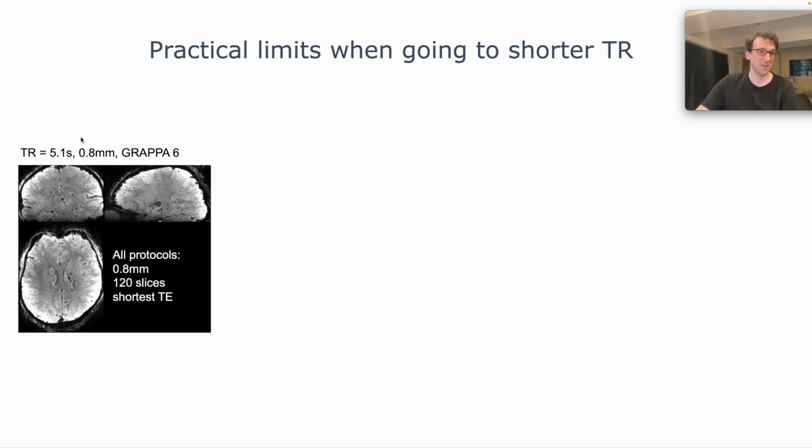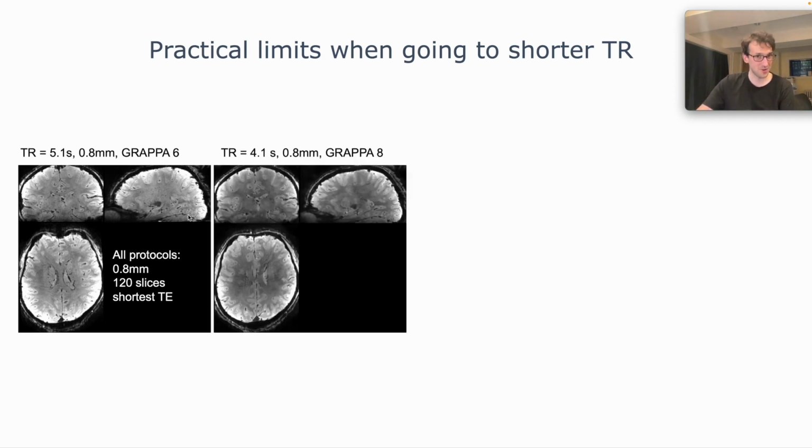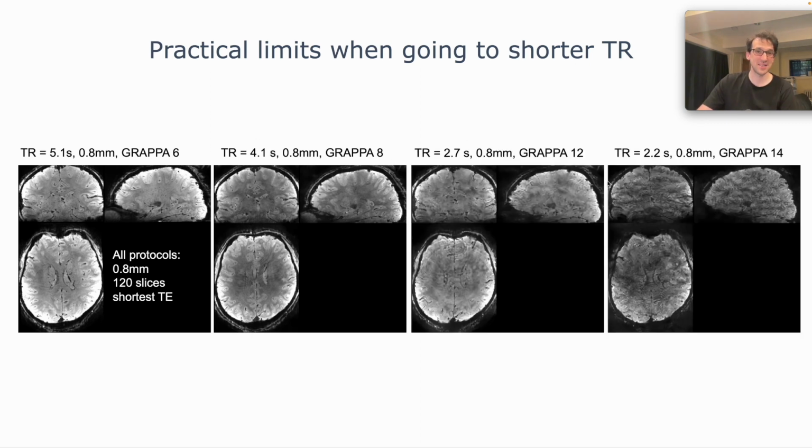So if 5-second volume TR is just too slow for you, you can go to 4 seconds with more kappa, and you can go to 3 seconds or 2 seconds. But at the end, you see that it's possible. You can even go to 1 second if you want, but the data will be unusable. It will just be artifacts. And then it's usually dependent on the study and on your question of where you want to make your cut and say, okay, now the data are unusable.